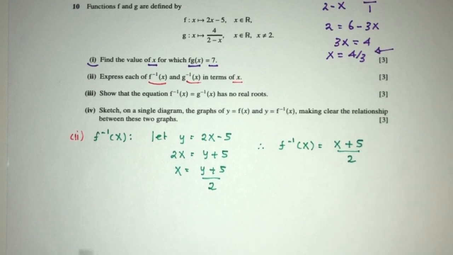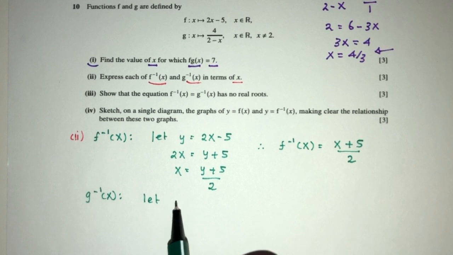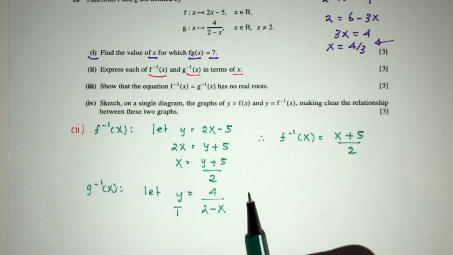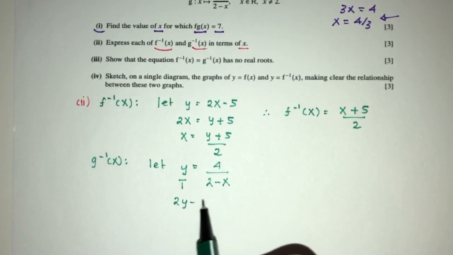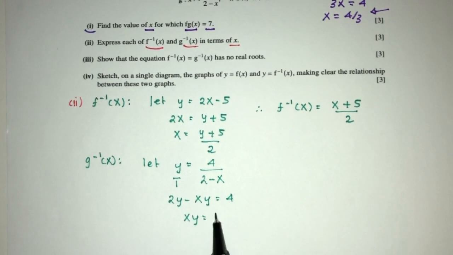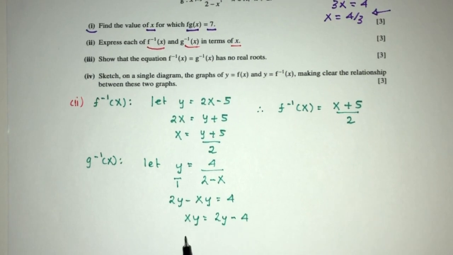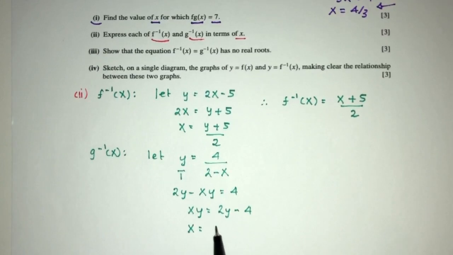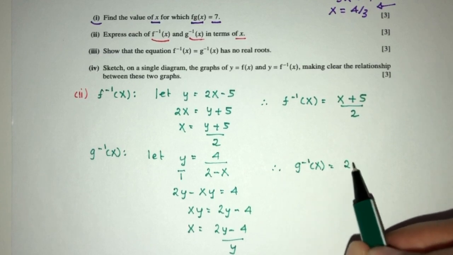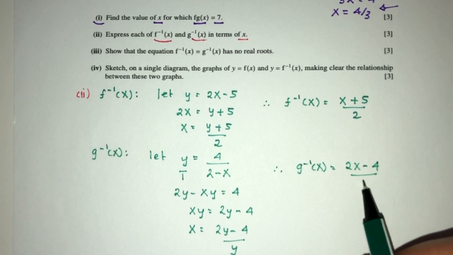divided by 2. Now here we have g inverse of x, so let y equal to g of x, which is 4 over 2 minus x. Then we cross multiply, you will have what? 2y minus xy is equal to 4. Now xy is equal to 2y minus 4. So x will be what? 2y minus 4 over y. So finally, g inverse of x is simply 2x minus 4 over x.